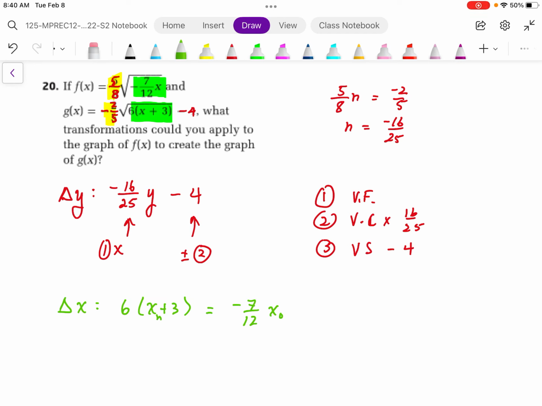What this -7 over 12 onto the old x does is it gets me back to neutral. Okay, because remember this -7 over 12 is actually opposite. So if I do that actual 7 over 12, I get back to neutral. So I get back to where I started at square root x. And then I can do all my other transformations. I can do my compression by 6 and then a shift left 3.